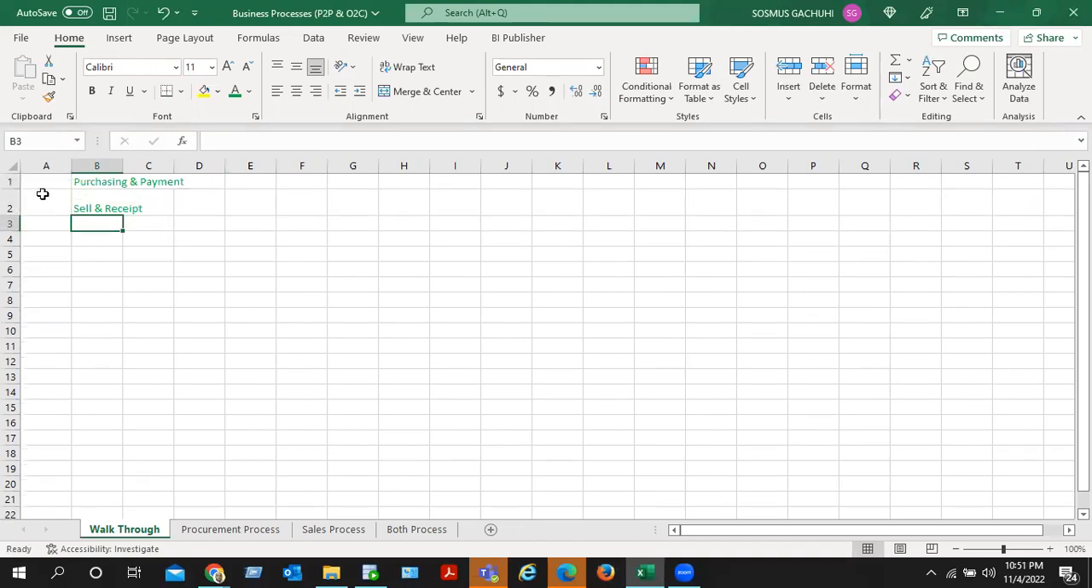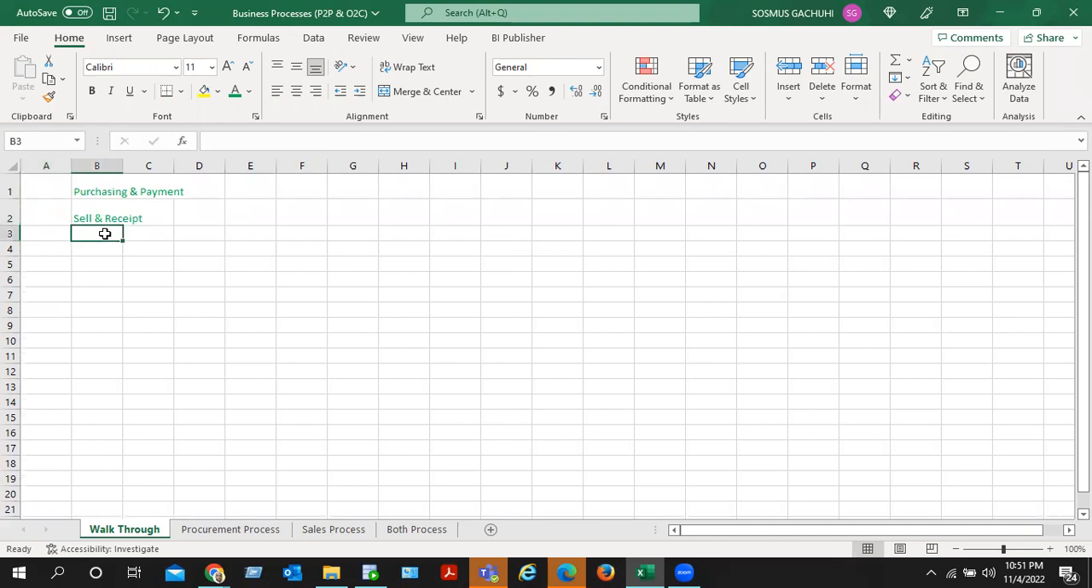So these two processes are the basic ones in an organization, whereby they will help you to understand the basic processes of where a transaction begins in an organization and where it ends. Whether it's a transaction which is going outside the business, or it's a transaction which is coming inside. By going outside, I'm referring to selling.